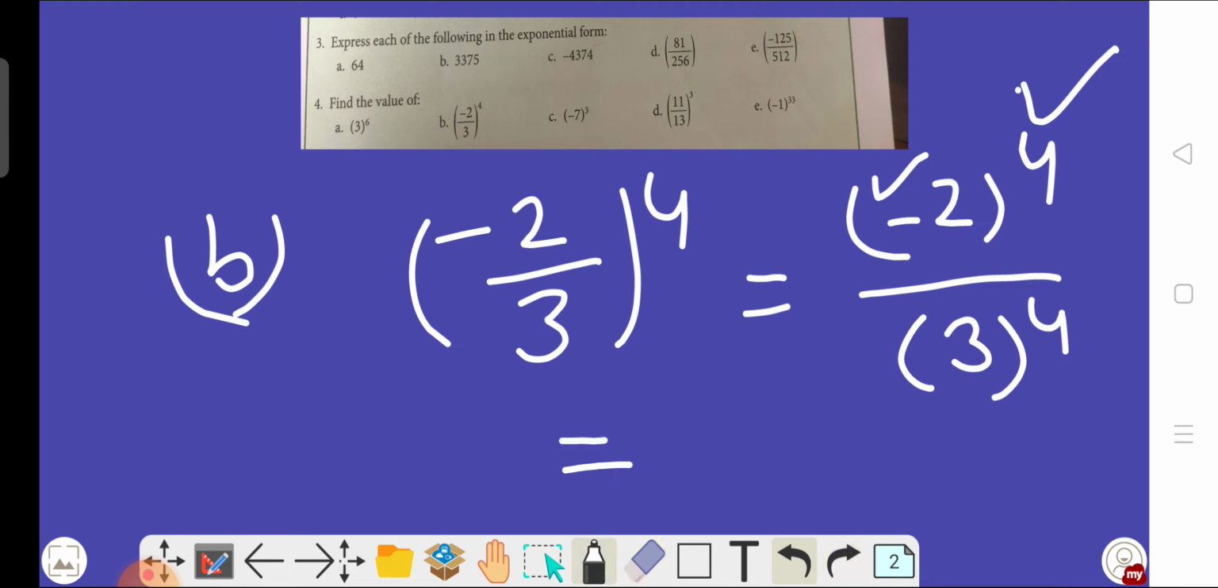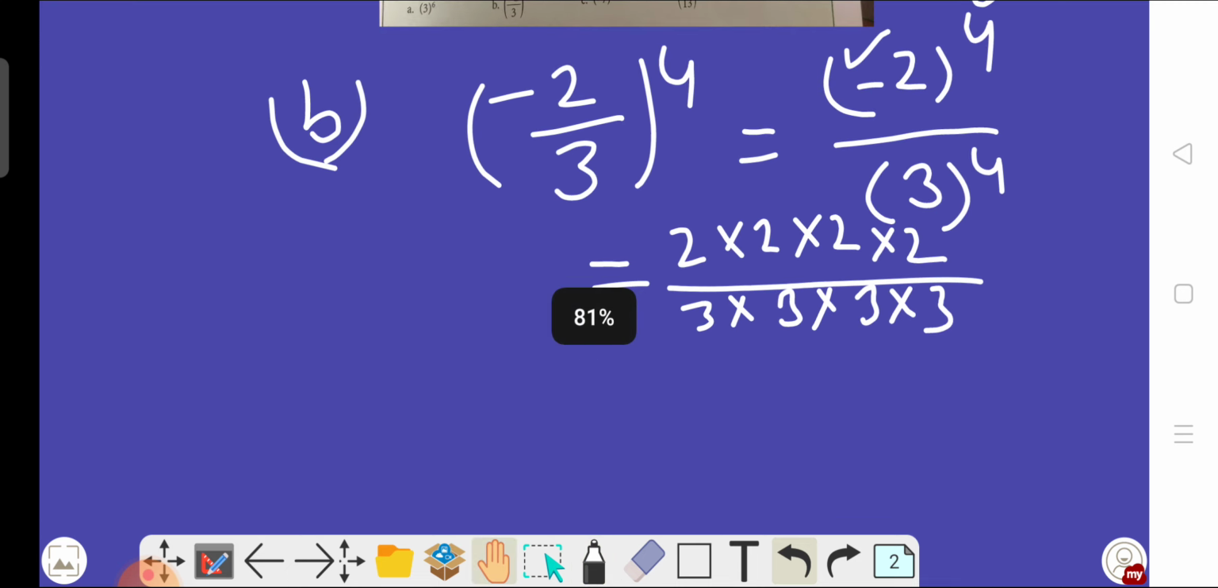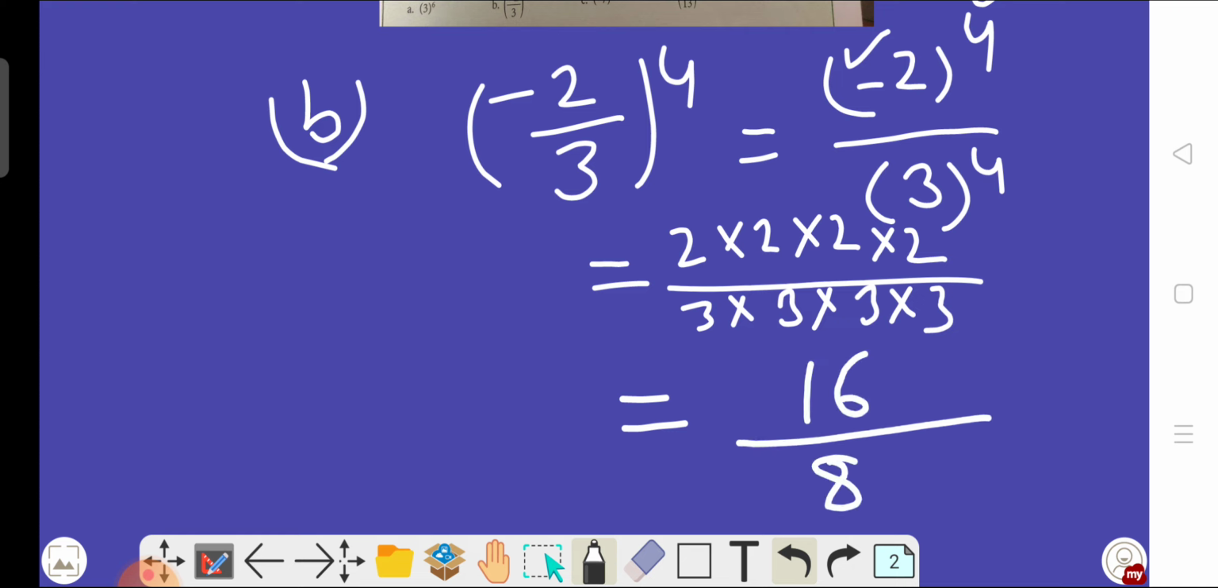So when we multiply 2 four times, it will become 2 multiplied by 2 multiplied by 2 multiplied by 2, divided by 3 multiplied by 3 multiplied by 3 multiplied by 3. Now after solving this multiplication, this will become equal to 16 by 81. So this is the answer of your B part of question number 4.